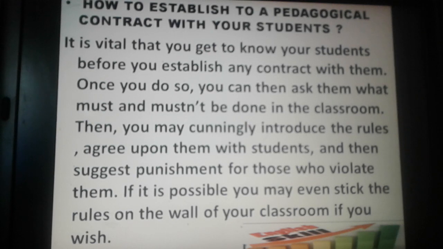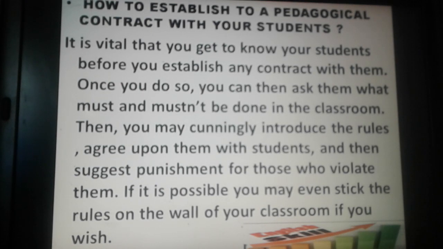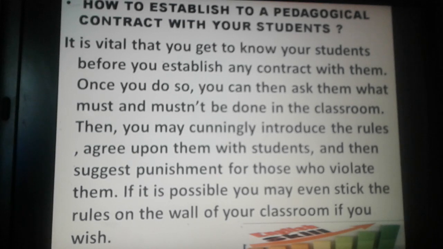Let's move now to how to establish a pedagogical contract with your students. It is vital that you get to know your students before you establish any contract with them. So the first step, in the first encounter between students and teacher, is that the teacher gives learners the opportunity to present themselves, give their name, where they come from, etc. This action will help to build a good relationship between students and the teacher. Also, the teacher will know more information about his learners.